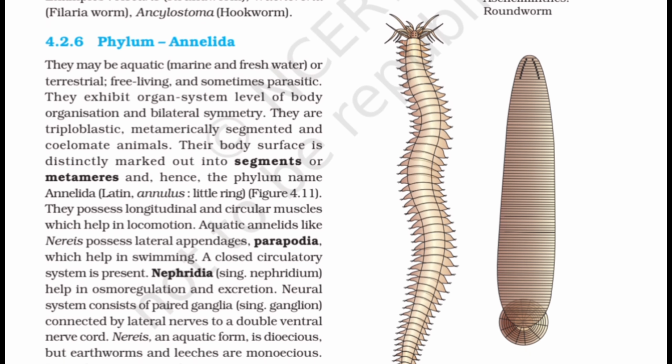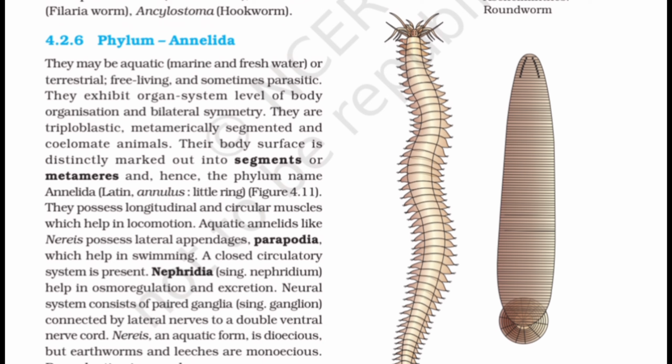The next one is phylum Annelida. They may be aquatic, marine and freshwater, or terrestrial, free living and sometimes parasitic. They exhibit organ system level of body organization and bilateral symmetry. They are triploblastic, metamerically segmented and coelomate animals.